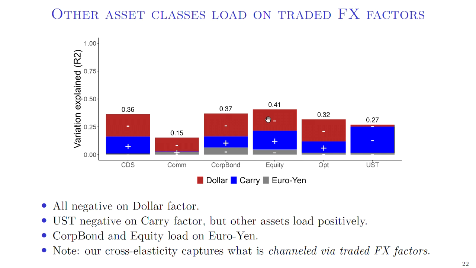One thing I want to point out here is if you look at the exposure, the beta to the carry factor, then basically everything else is positive. The only negative is US treasuries. And you will see it will show up later on in our elasticity estimates.